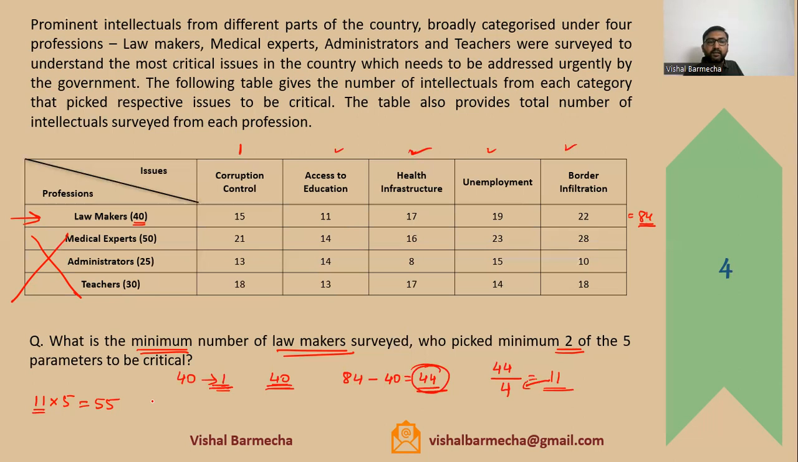Then 40 minus 11, that will give me another 29. The rest 29 found exactly one issue to be critical. So 29 into 1 gives me 29. अब आप ये दोनों को add कर लो. 55 plus 29 will give us 84. That is exactly the total number of cases. So what is the minimum number of lawmakers who picked minimum 2 of the 5 parameters to be critical? The answer is 11, because बाकी 29 लोगों में मैंने सिर्फ एक issue distribute किया है. So minimum 2 of the 5, the answer to this question will be, let me put it in another color, the answer to this question will be 11, right?